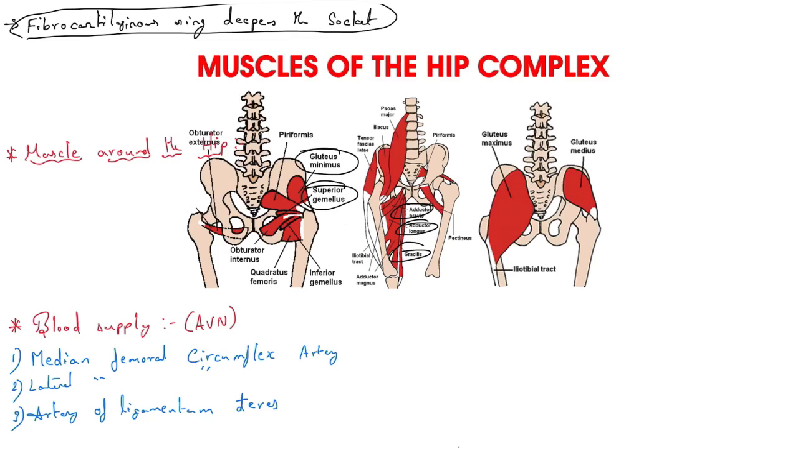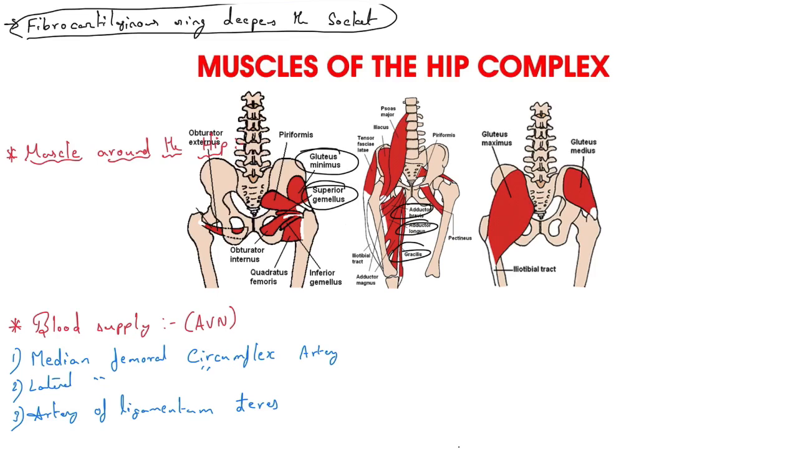And some internal rotation, and these muscles will help with that. And some adductors, hamstring muscles and quadriceps. Every muscle that we can see in the hip complex. These are the muscles around the hip. We can see these things.